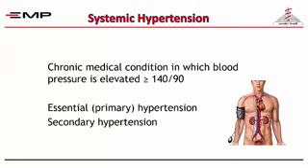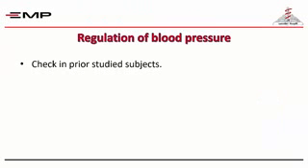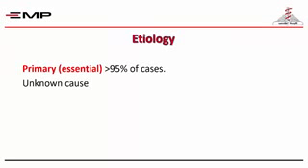Systemic hypertension, systemic arterial hypertension, is a chronic medical condition in which blood pressure is elevated more than or equal to 140/90. It can be differentiated into two main types according to etiology: essential or primary hypertension and secondary hypertension. You need to check the regulation of blood pressure in your previously studied subjects.